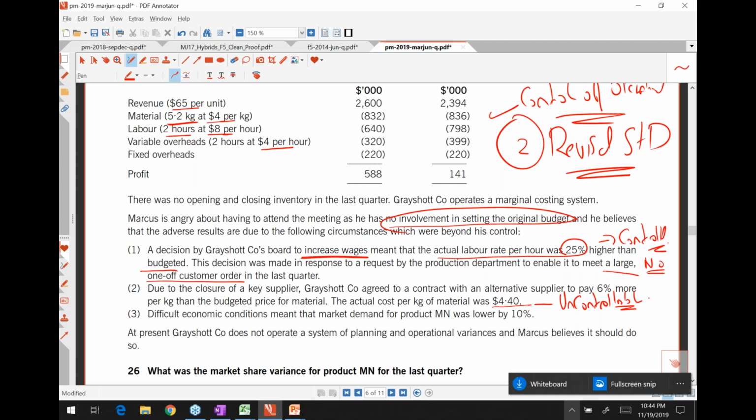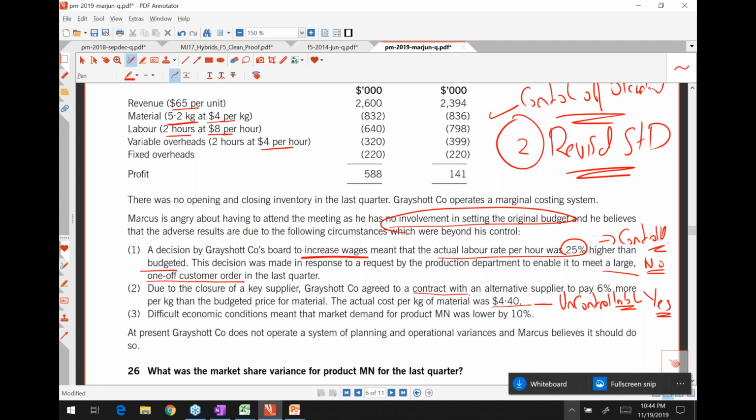Yes, we should revise the standard. We should revise the standard because if something is not in the control, you should revise it. It's very simple. Purchasing is done by the purchase manager. The purchase manager agreed to the alternative supplier.